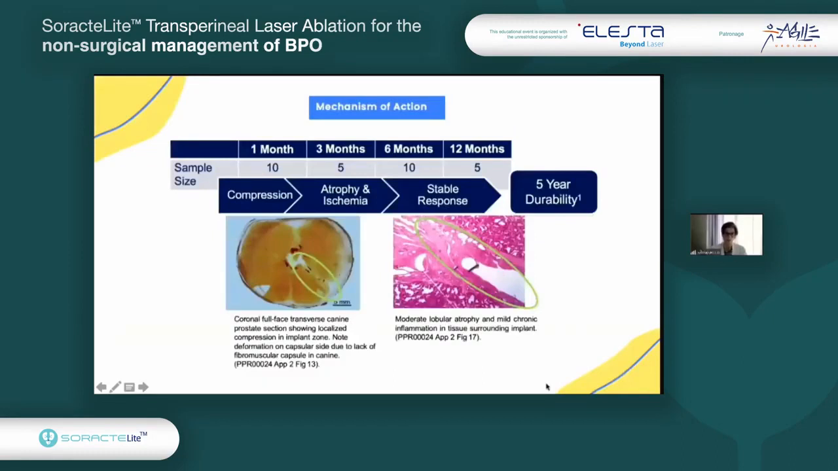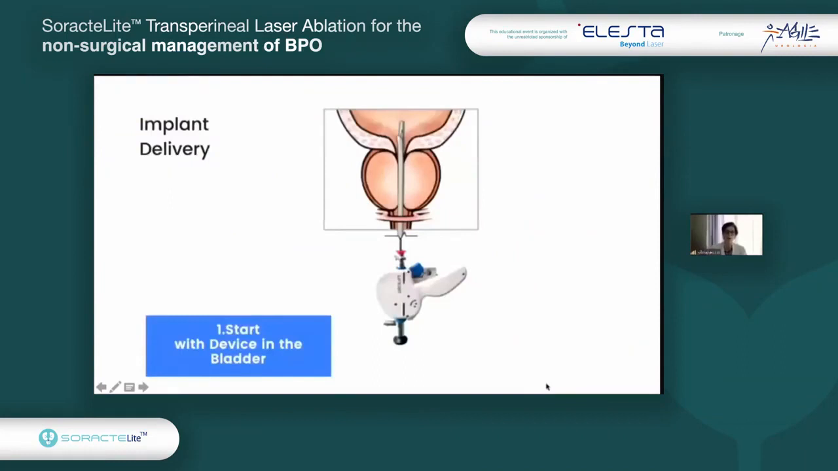But how does the Urolift work? Through compression. The compression of prostatic tissue creates atrophy and ischemia. And atrophy and ischemia are stable for more than 5 years, as demonstrated by several papers that have been published. I'm going to show you how it works in a schematic way, and then we've got 2 short videos that can help us to really understand the technique.